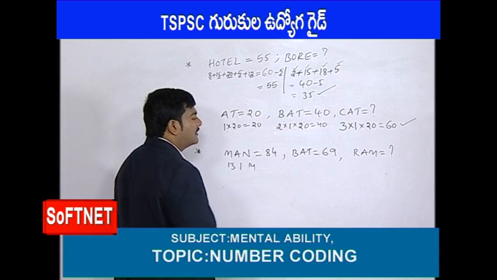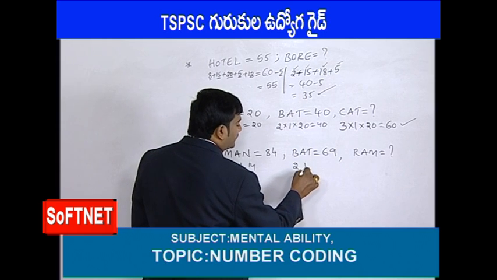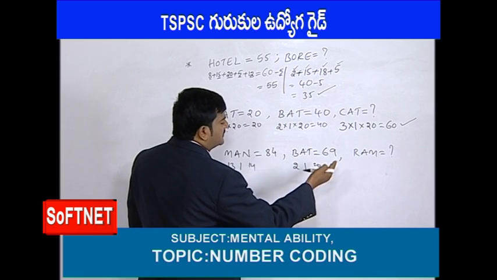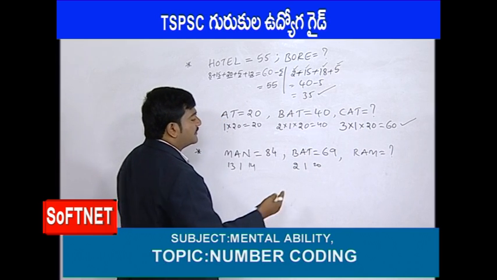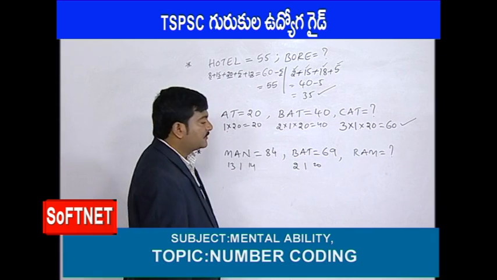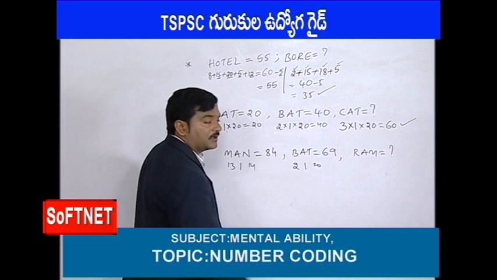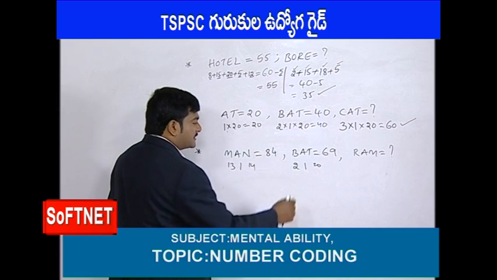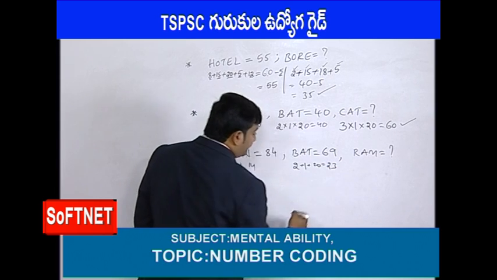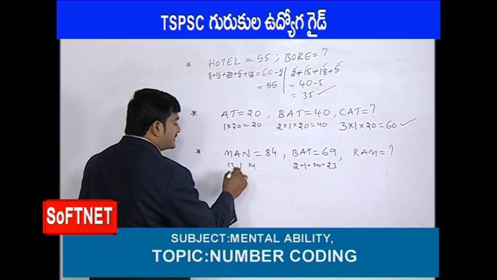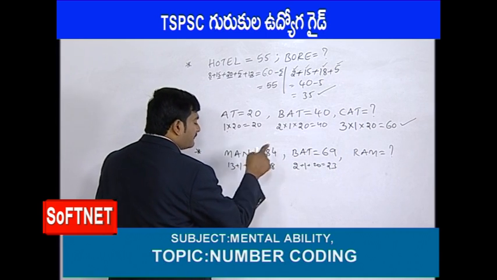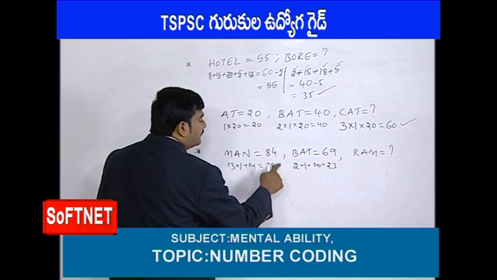Just go to the second word, bat. B means 2, A means 1, T means 20. Once again, you can multiply the 3 or you can add the 3. 2 plus 1, 3. 3 plus 20, how much am I getting? 23. But is 23 there here? No. What does it mean? See, if I add all these numbers, I get 23, whereas for the first word, adding all these numbers, I am getting 28. How can we get 84 from 28?